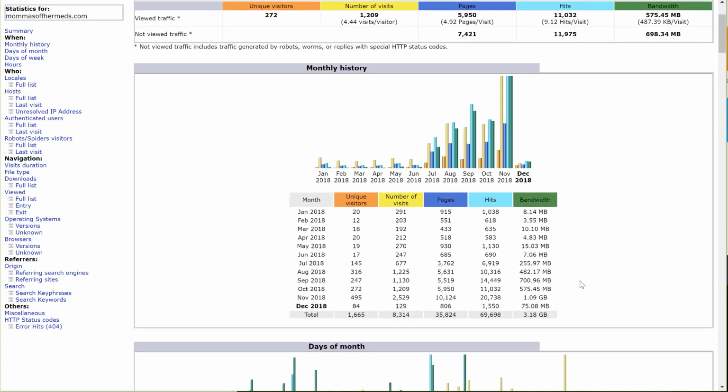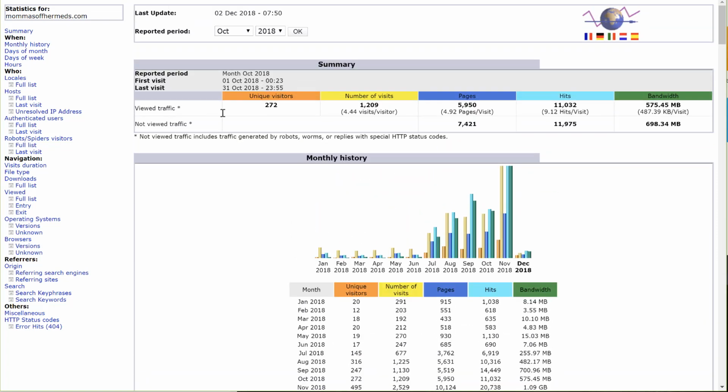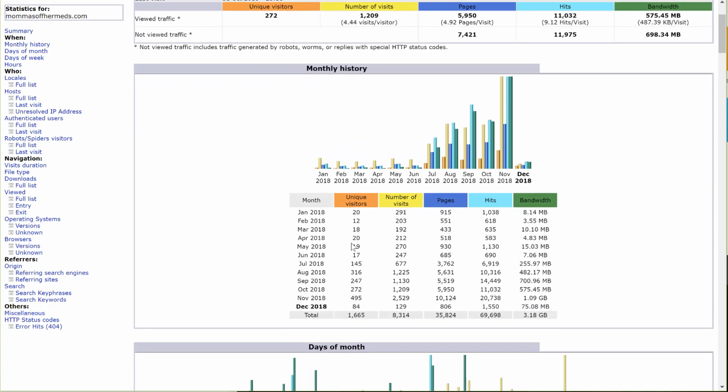So looking at the year in general, November was a banner month, probably because I just started cleaning up my site. I did some renovations or changes and posts on it in November. So October doesn't look as popular as September. So let's look at January to December.